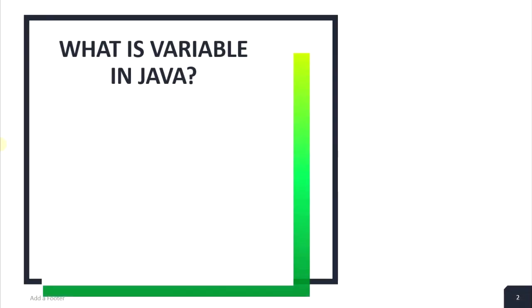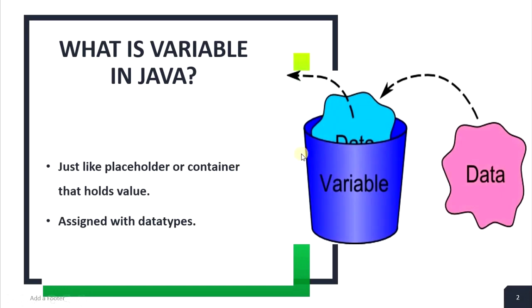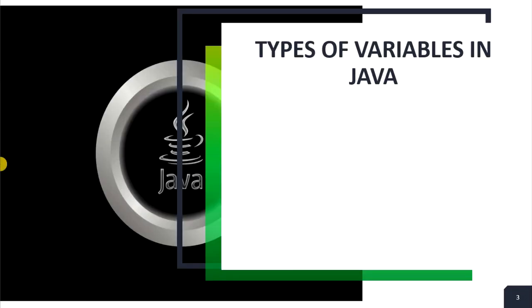So first of all, what is a variable in Java? A variable in Java is just like a placeholder or container that holds a value when our Java program is executed. It is assigned with data types. So if this bin here is our variable, we can store data in it and access it whenever we need it.